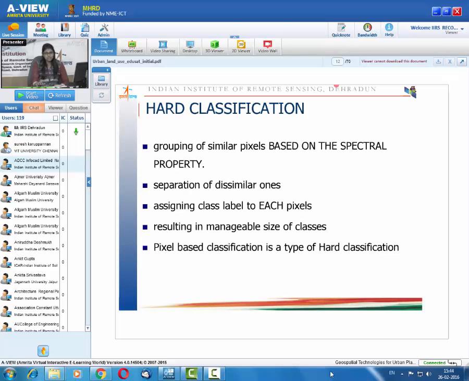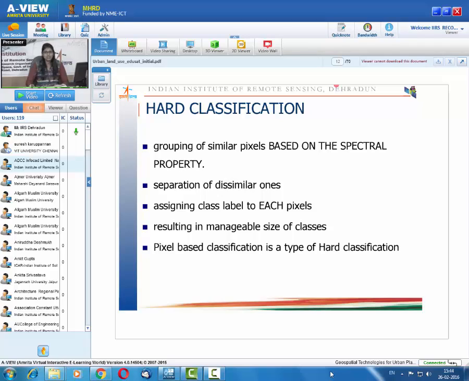Hard classification is generally pixel based classification. As we all know, satellite imagery is made up of small pixels. Pixel size governs the spatial resolution of that imagery. The lower the pixel size, the higher the spatial resolution of the imagery. For example, if I say 1 meter IKONOS data, that means 1 meter by 1 meter is the spatial resolution of the imagery of the IKONOS sensor.